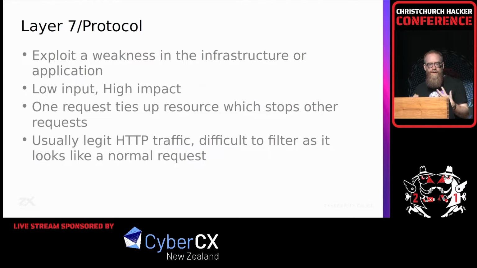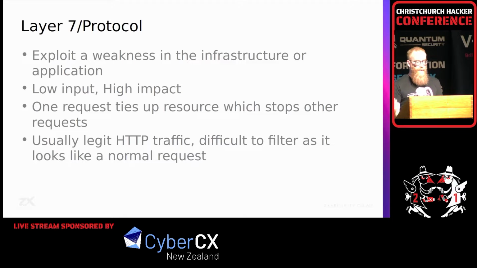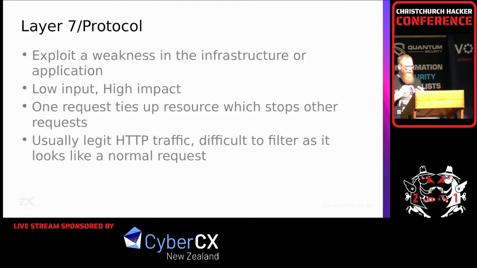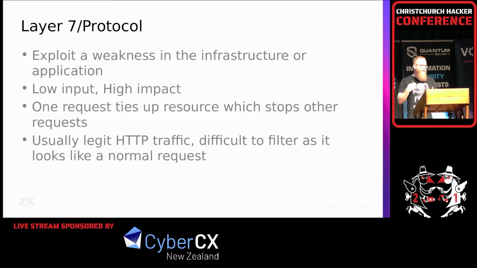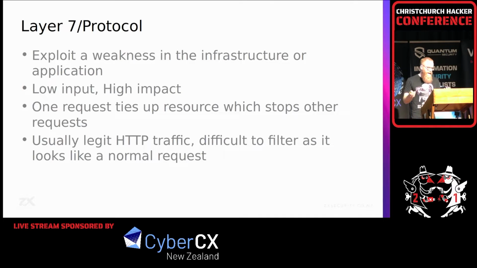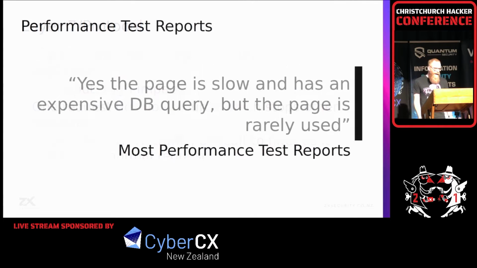Layer 7 protocol is a little bit more targeted, and this is when you start exploiting weaknesses in the infrastructure or the application. These are quite attractive to attackers because they have a low input with a high impact. For instance, one request will tie up and stop other requests being made. If there's a database query that locks everything up and the other users can't use the system, that's that. This is also quite hard to filter and remove, because it's going to look like legitimate traffic, normal users using the system. If anyone's had a performance test report, there'll be some slow pages that come up.